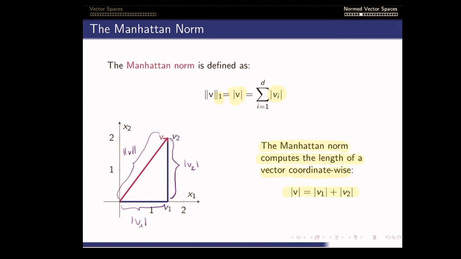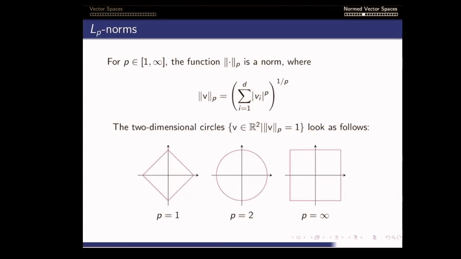And why is it called Manhattan? Well, it's basically the distance you have to go if you want to go from one point to the other point in Manhattan, because it has this grid-like structure. So you cannot go straight from one point to the other, but you have to go a bit around, like this. This is then the distance you have to walk in Manhattan.